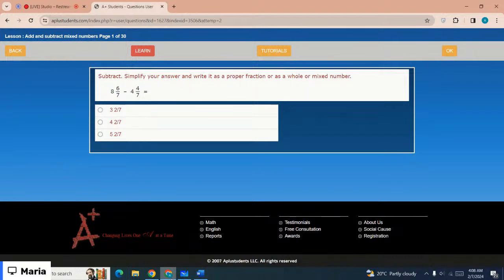Now just look at the fractional part, that is 6 by 7 minus 4 by 7. They have like denominators, so simply subtract their numerators. 6 minus 4 is 2. So that would be 4 whole 2 over 7. Which is the correct option? That is option number 2, 4 whole 2 over 7.